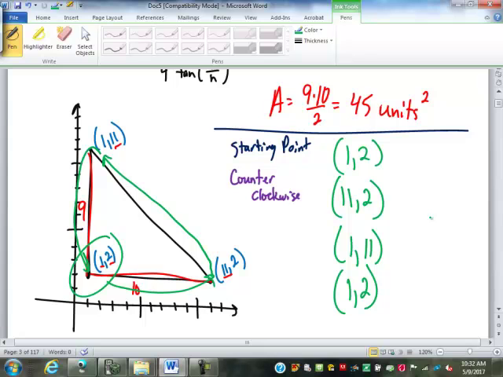So what I've done is I've what they call circumnavigated the figure. I've gone all the way around it. The point I started at must be the point I finished at. So that point, yes, that point will be listed twice. The first point will also be listed as the last point.